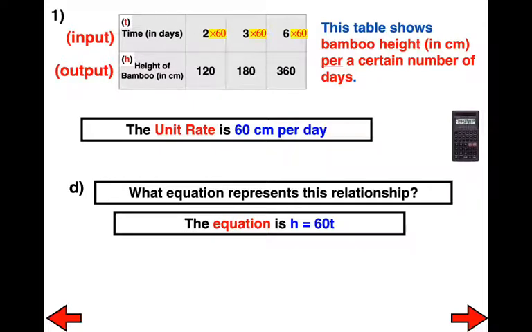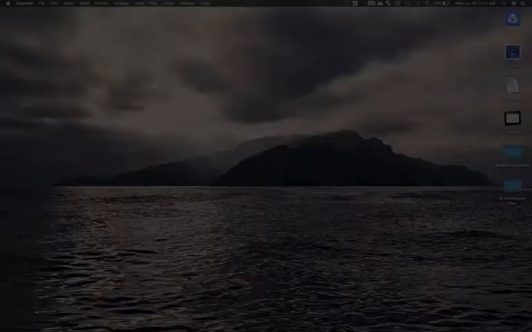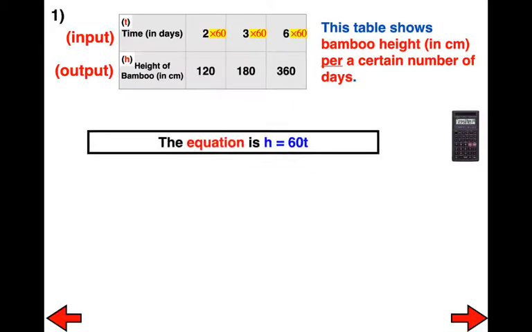We know that h goes on the left. There are lots of ways of figuring that out, but that's the height. That's the time. You could have also seen that right here. But it should be h equals 60t. In order to find the height, you have to multiply the time by 60, and then you will officially have the height.